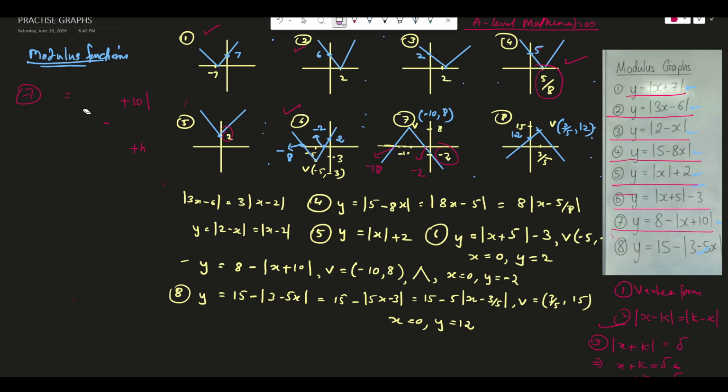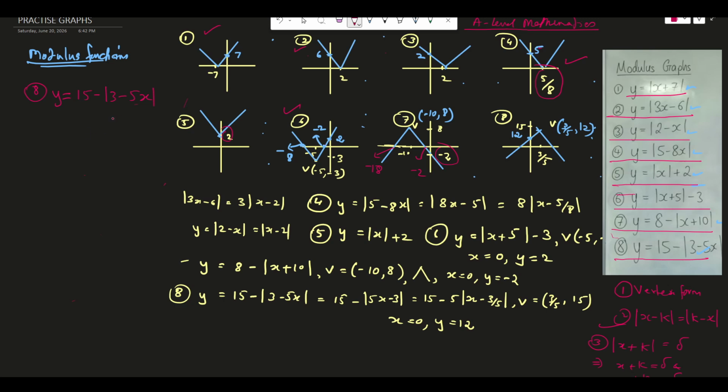8th one. Question number 8. Y is equal to this one. Y is equal to 15 minus modulus of 3 minus 5x.